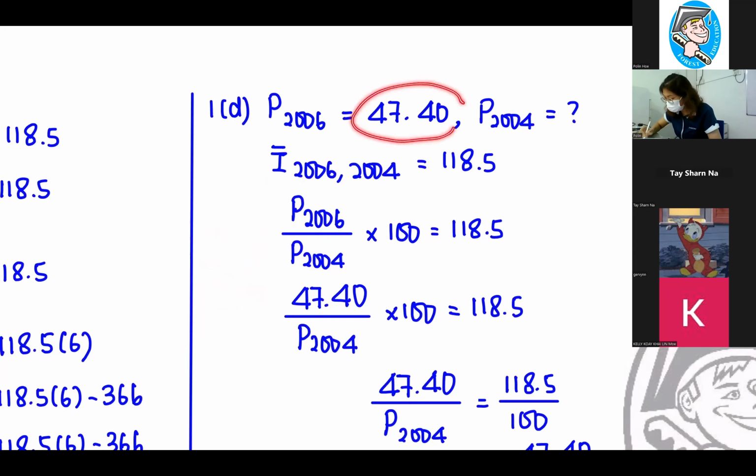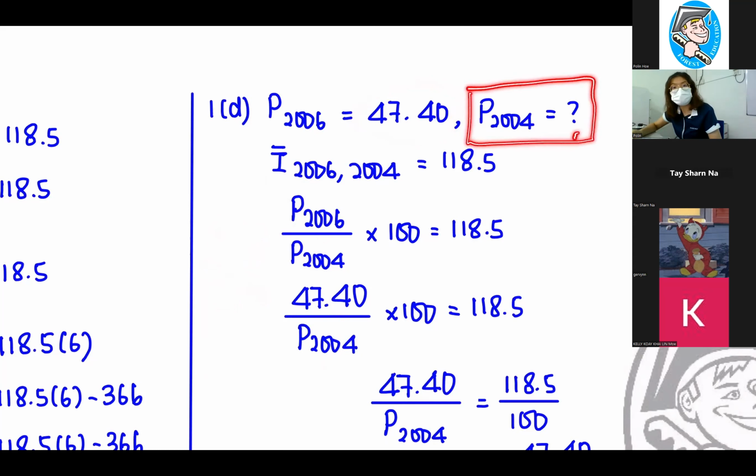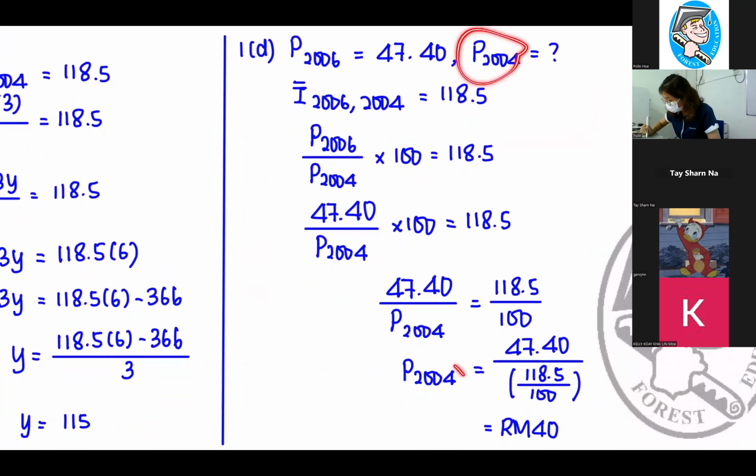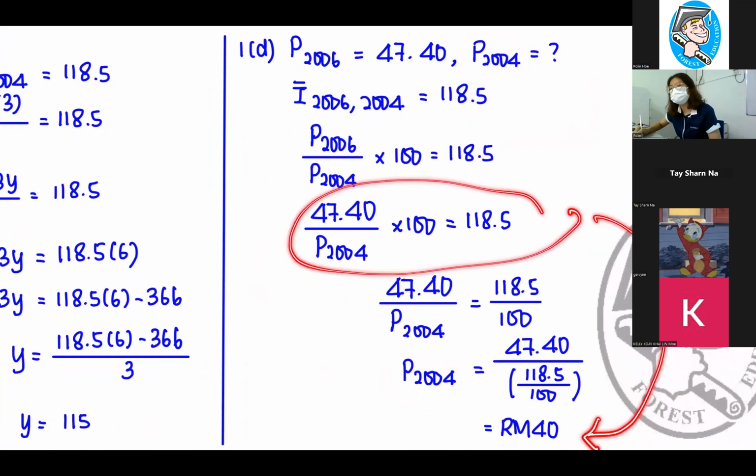2006, 47 ringgit and 40 cents. The price in 2004 is the thing that I want to find. That's why I say write this out so that you know what you want. 你要写出来，你才能知道你要做什么吗？ Finally, you need to show P 2004 equals to blah blah. After this line, straight away answer.